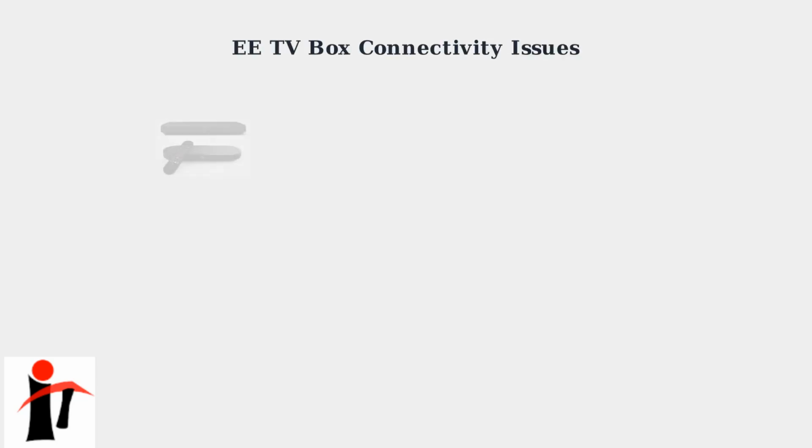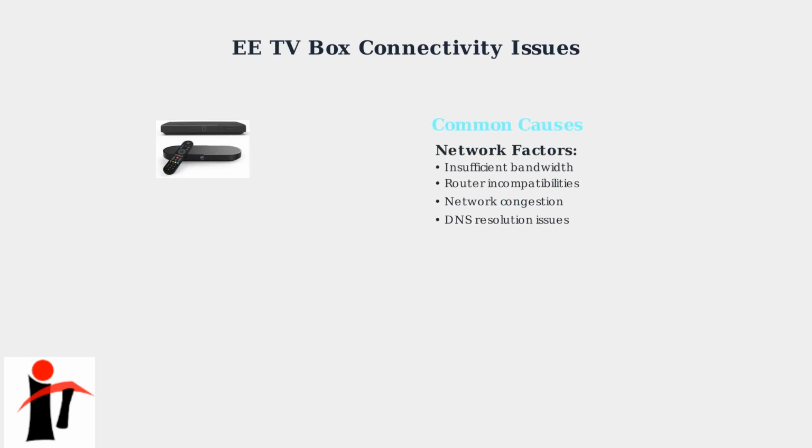EETV box connectivity problems can disrupt your streaming experience. Understanding the root causes helps identify the right solutions. Connectivity issues typically fall into two categories. Network factors include insufficient bandwidth, router incompatibilities, and network congestion during peak hours. Hardware factors involve physical components like faulty Ethernet cables, outdated TV box firmware, or router hardware limitations.